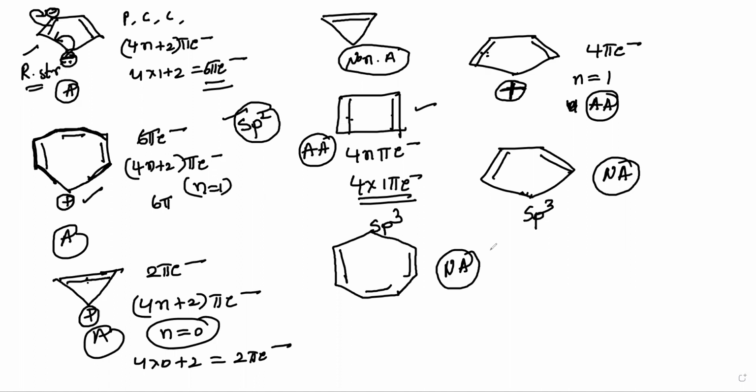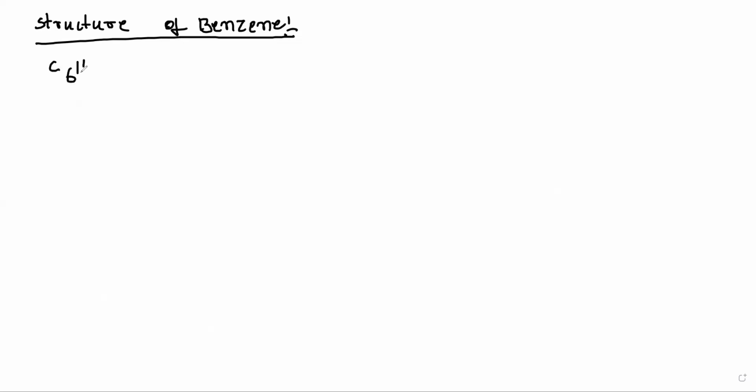The next one, we are discussing the structural information of benzene. The structure of the benzene molecule. How is the structure of benzene explained? Generally, we know the molecular formula of benzene is C6H6. In this case, C6H6 is taken, but each carbon is involved in sp2 hybridization.